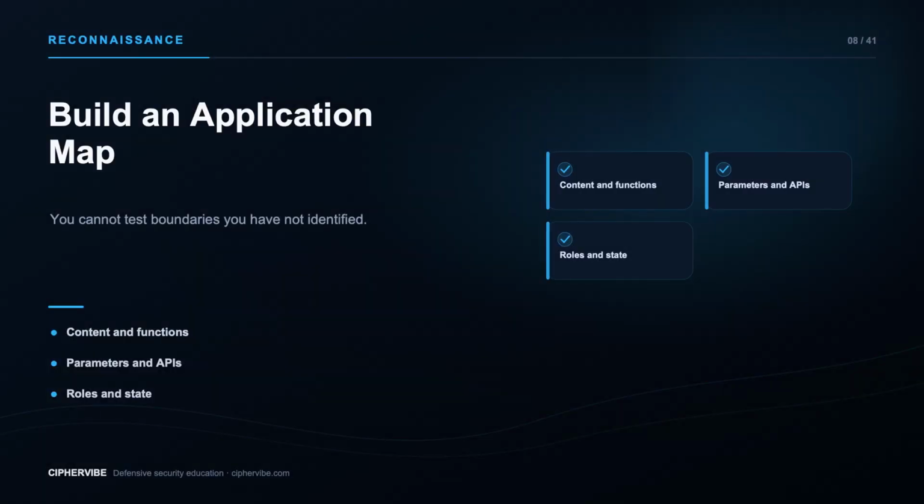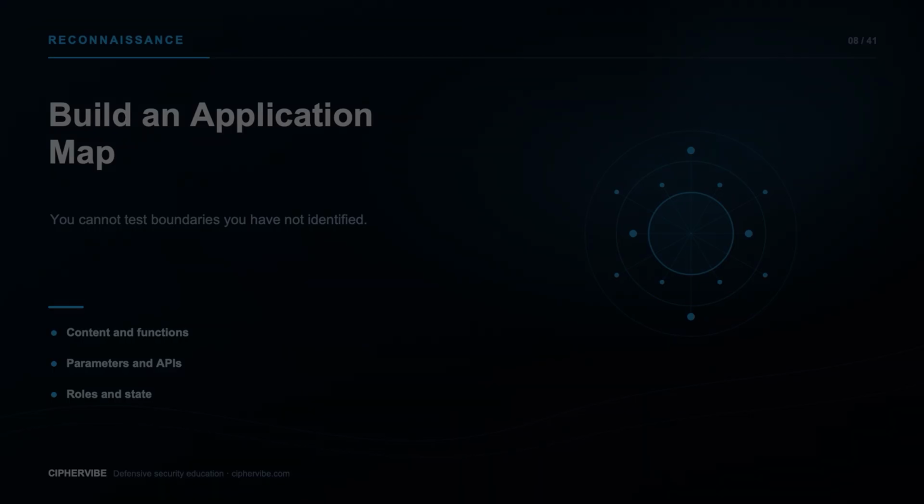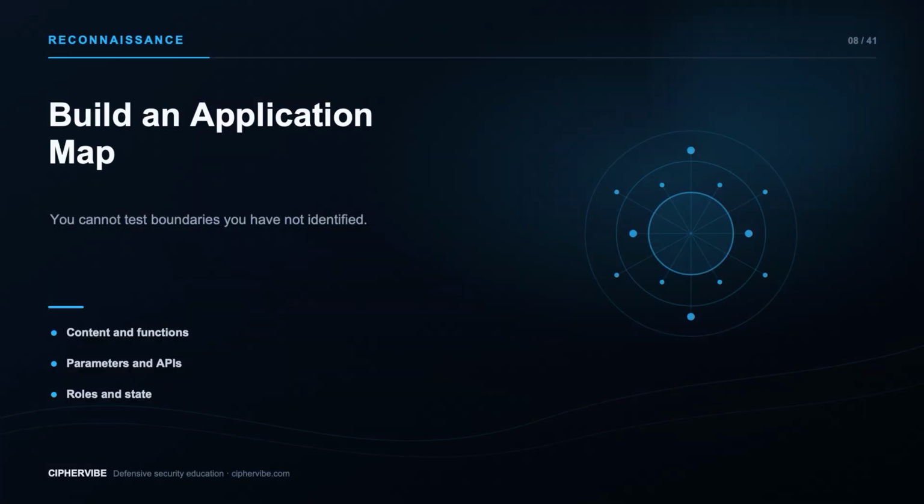The mapping chapters teach you to inventory content, functions, parameters, cookies, headers, APIs, technologies, roles, and workflow states. In 2026, add mobile clients, GraphQL, cloud services, third-party identity, background jobs, and software supply chain boundaries to that map.